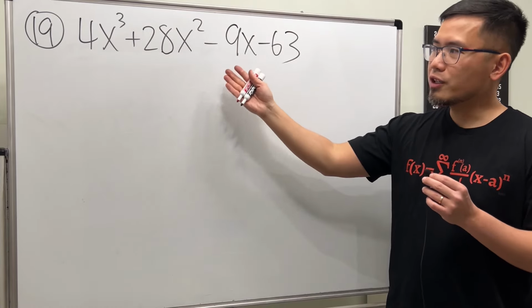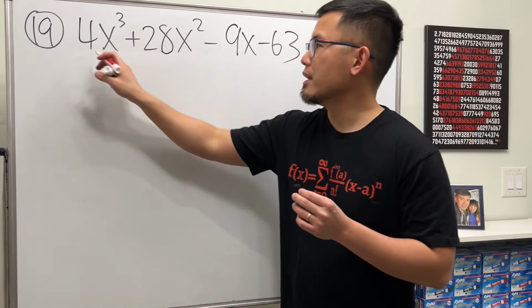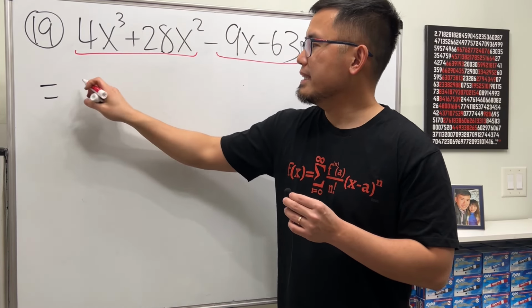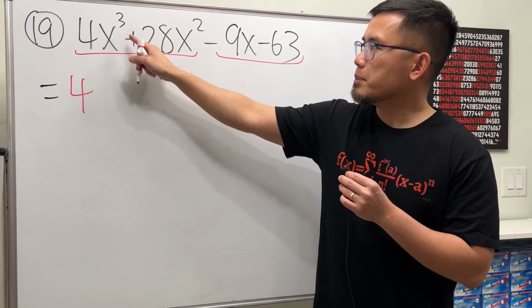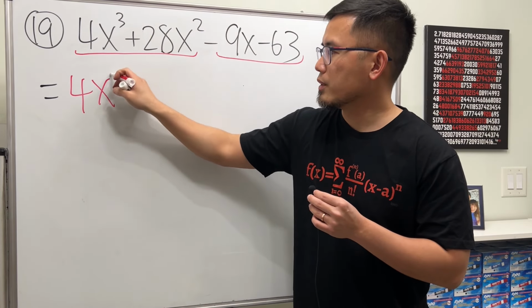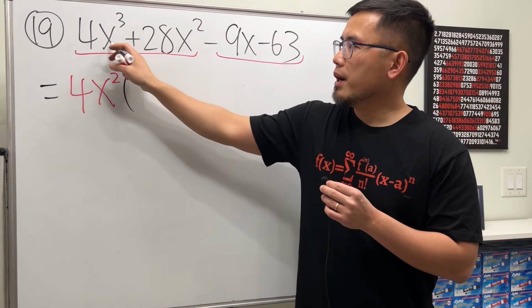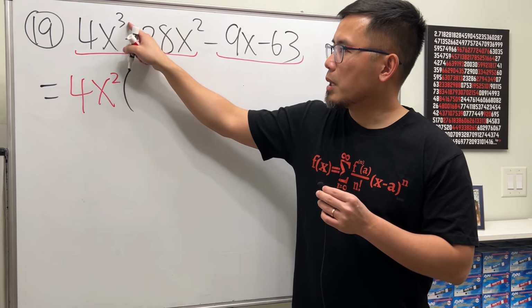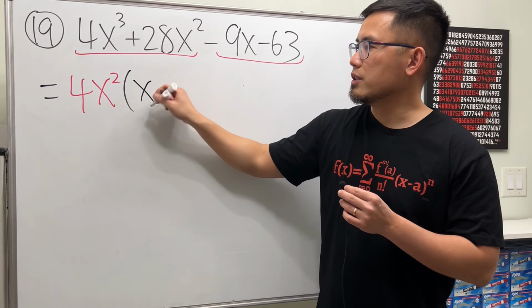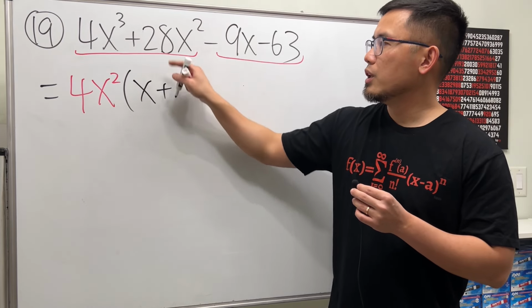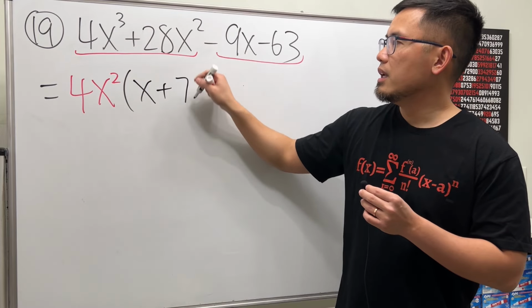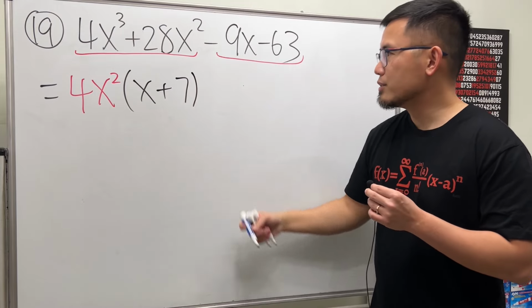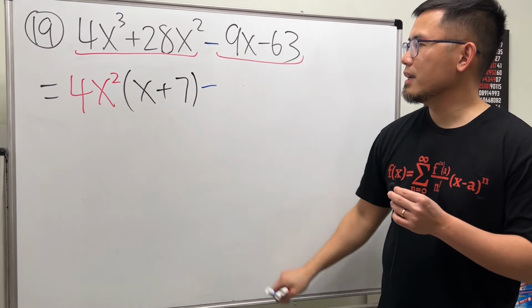Number 19, we have 4 terms, so let's do this by grouping. First 2 terms, and then the last 2 terms. 4 and 28, we can factor out 4. X to the third power, x to the second power, we can factor out x to the second power. 4x to the third power divided by this, 4 divided by 4 is 1. X to the third power divided by x to the second, we have x to the first. Plus 28 divided by 4 is 7. X squared is 1. Here we have a minus, so make sure you write that down right away.